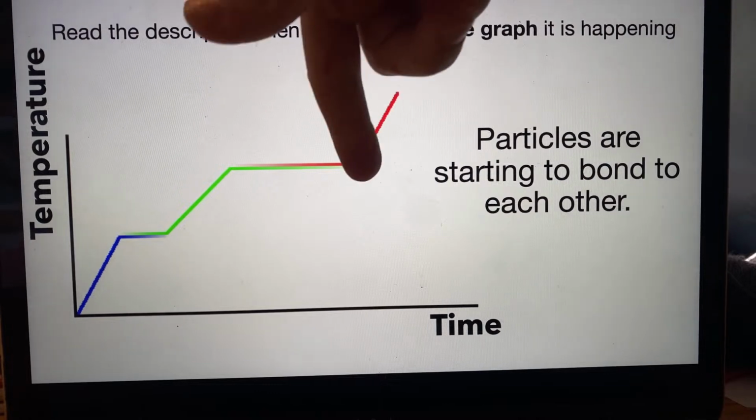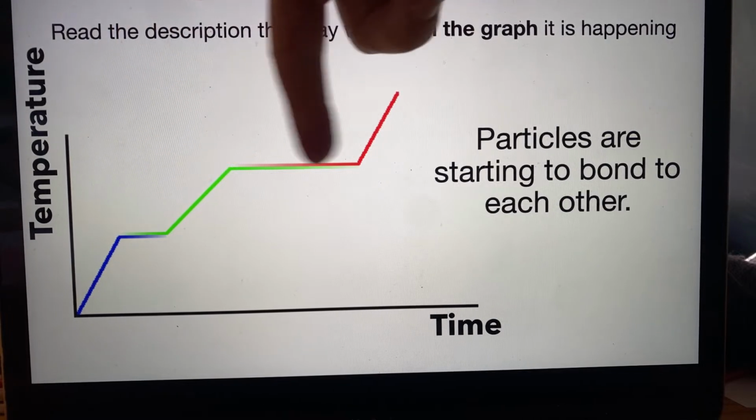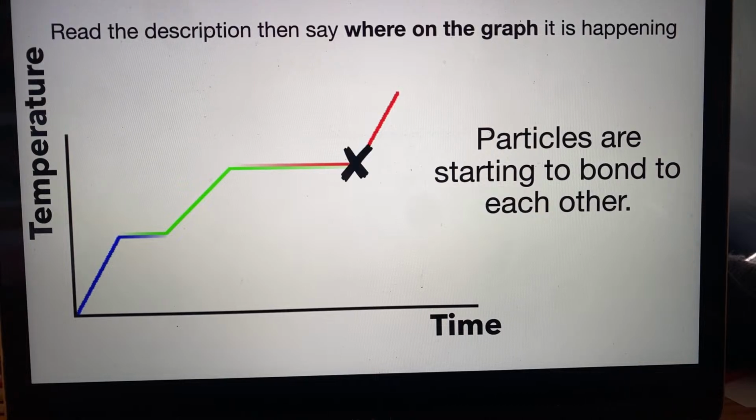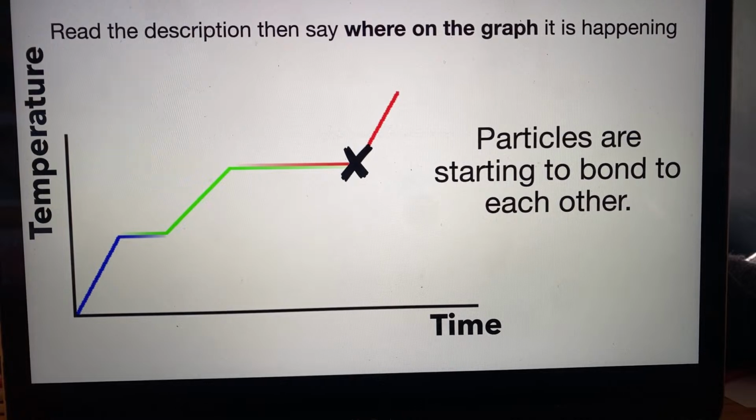Well, particles in a gas are not bonded together. Particles in a liquid are bonded together. So it must be somewhere along this line, right? If they're just starting to bond to each other, I would say that it's there. They're starting to condense.